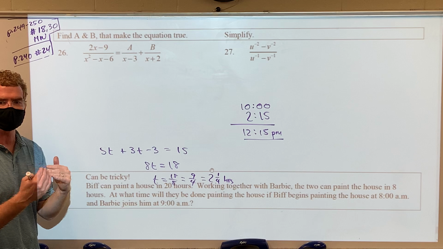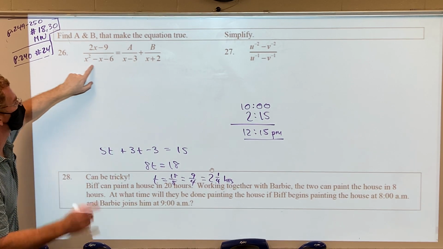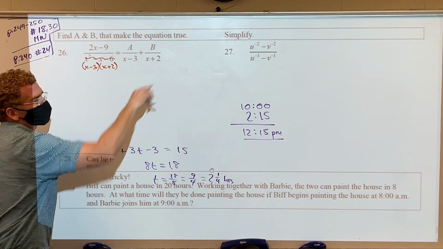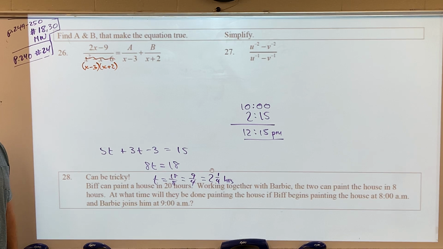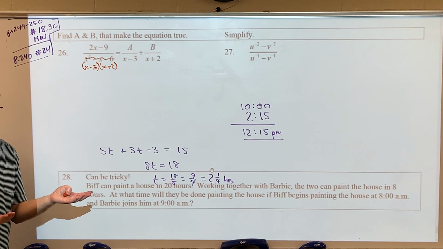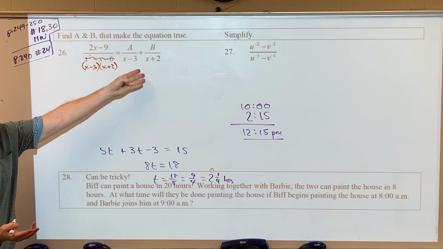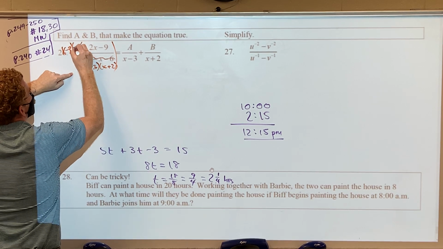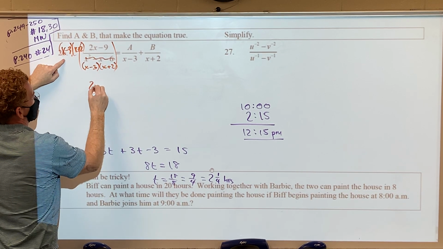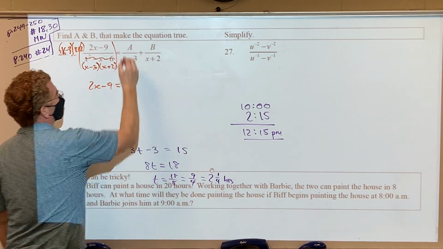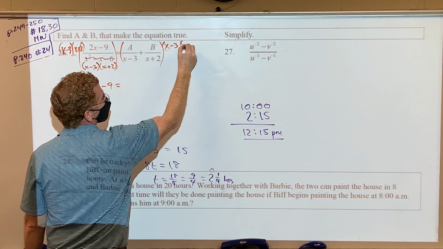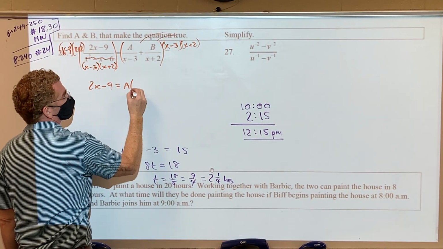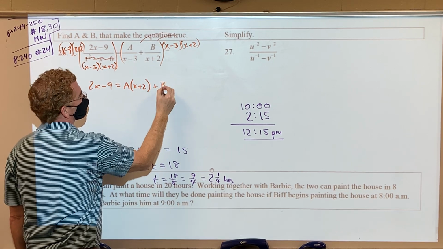So I'm going to kind of use this mentality, but check it out. You have an equation, so what do I know, especially since this factors into x minus 3 times x plus 2, what do I know I can do to make this look better? Multiply both sides by x minus 3 times x plus 2, because that's the common denominator. If I multiply that on the left, everything cancels. If I multiply it on the right, I have to distribute it in. And what happens when I distribute it in? A is left with the x plus 2, and B is left with an x minus 3.